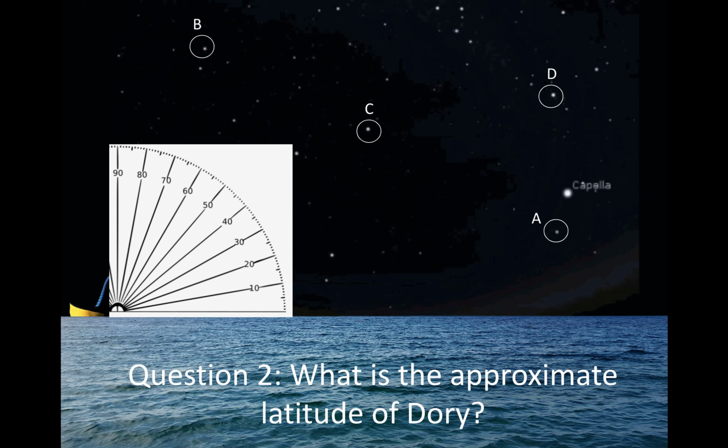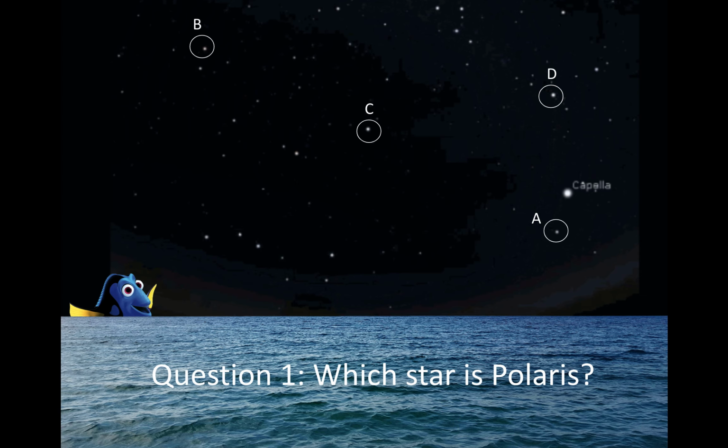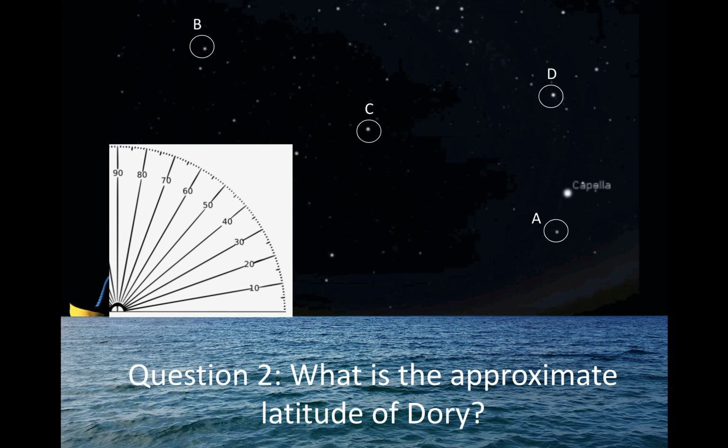So, as a reminder, question 1, which star is Polaris? A, B, C, or D? Question 2, what is the approximate latitude of Dory?